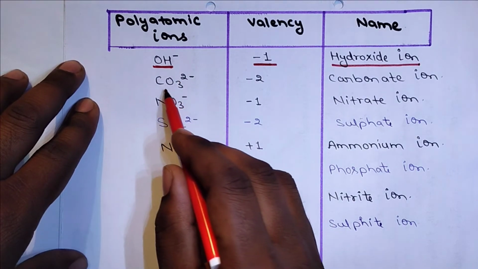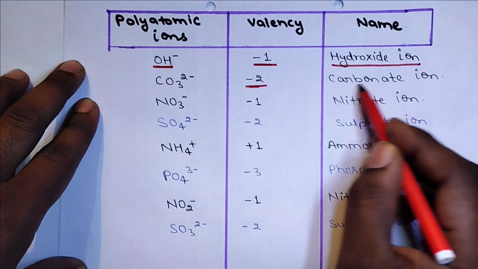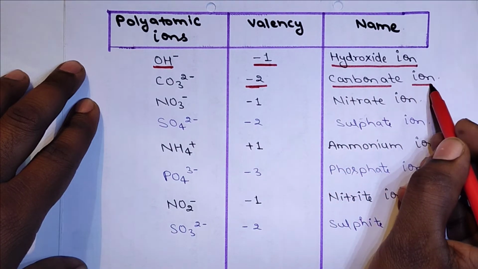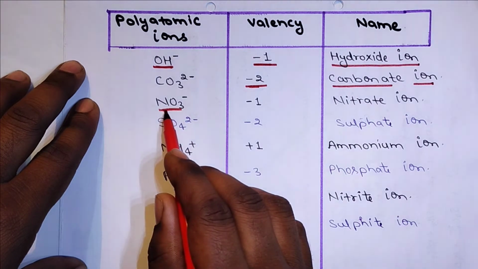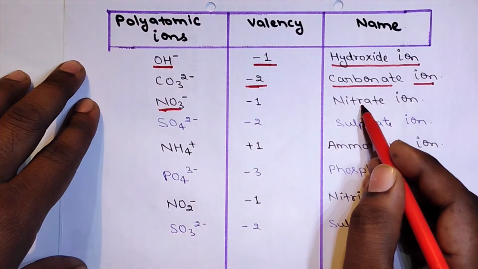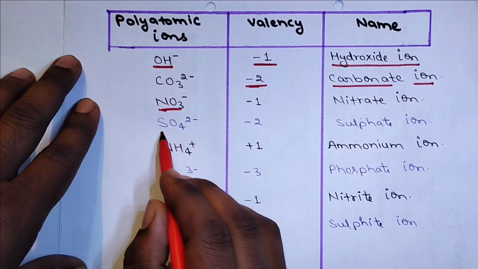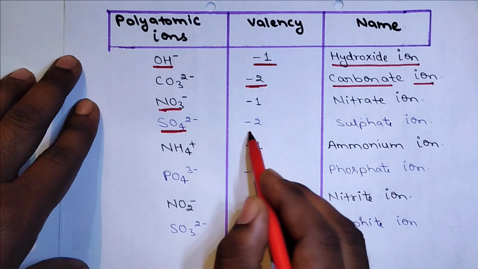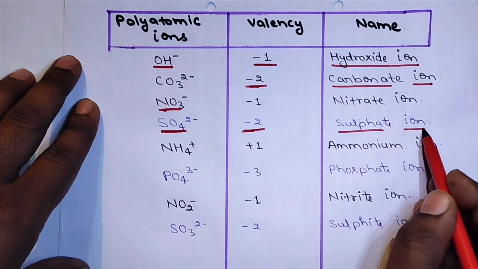The next polyatomic ion is CO3 2 minus. Its valency is -2 and its name is carbonate ion. Our next ion is NO3 1 minus. Its valency is -1 and its name is nitrate ion. Now the next one is SO4 2 minus. Its valency is -2. Its name is sulfate ion.